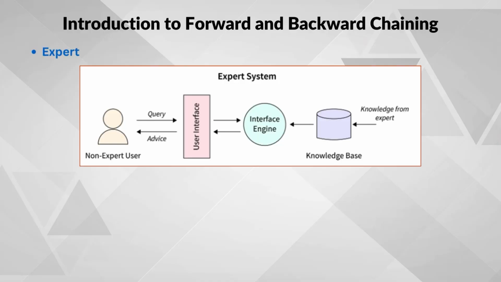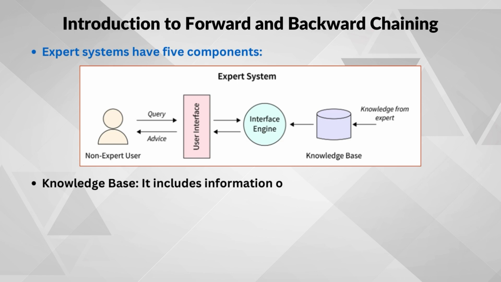They have been combined to create a super power technique that is called hybrid chaining. So, it is like taking the best of both worlds to solve the problems even better. As you can see in a block diagram, expert systems have 5 important parts, as you can see in the block diagram of expert system.